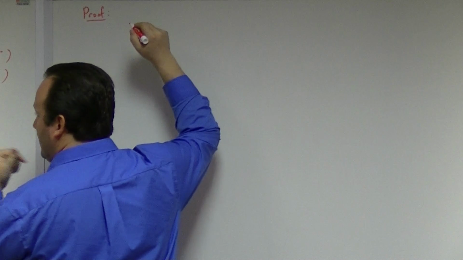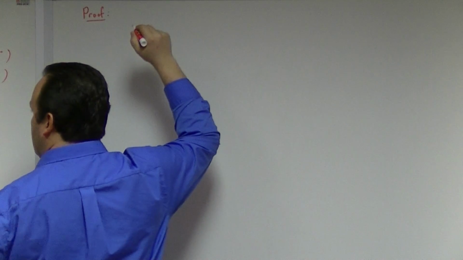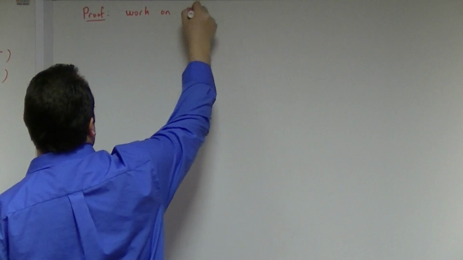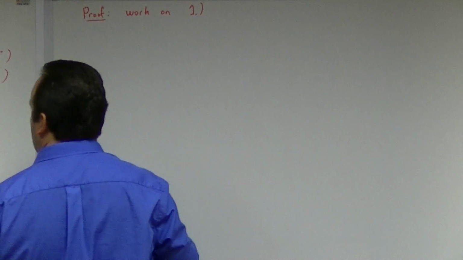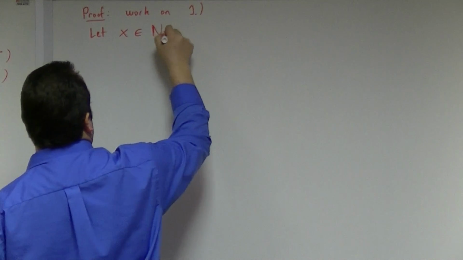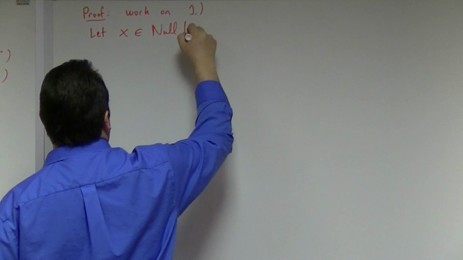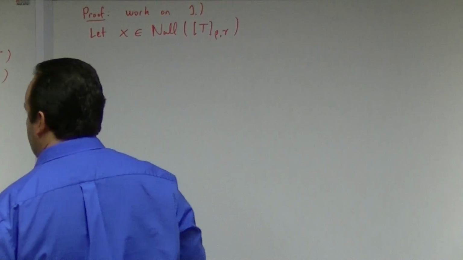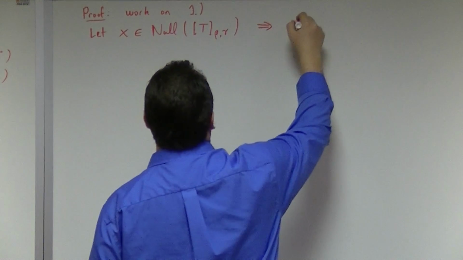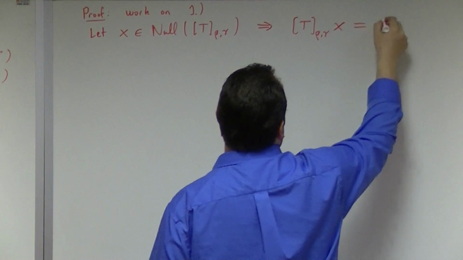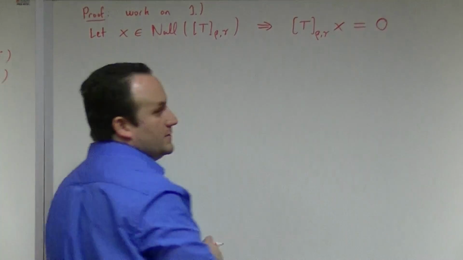So how do I prove the null space of that matrix equals that image? Let's work on one. Let x be an element of the null space of that matrix. What does that mean? That means the matrix T beta gamma times x is equal to 0, right? That's the definition of null space.